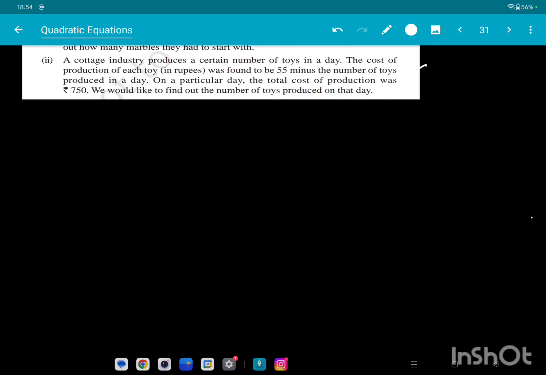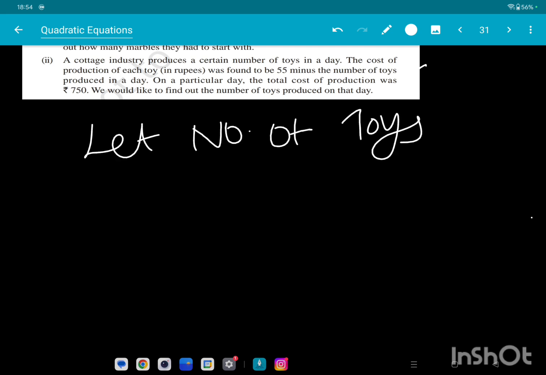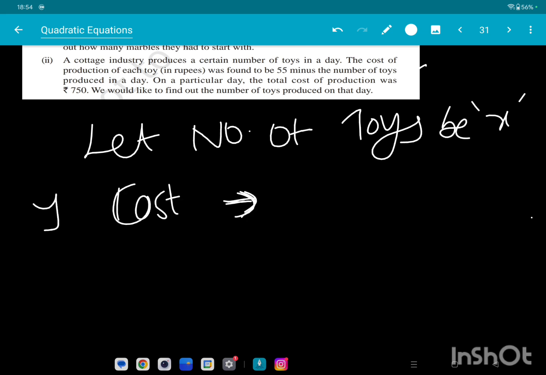The cost of production of each toy. We need to find how many toys will be produced on that day, which means let the number of toys be x. We need to find the toys only, right? So the number of toys is x. One toy cost is equal to 55 minus the number of toys. How many toys are there? x. So one toy cost is equal to 55 minus x.